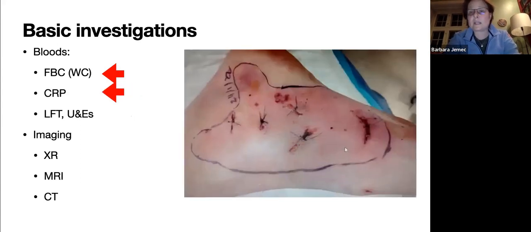Okay, you don't want to forget that you need to mark the area that has inflammatory changes on the skin and write a date on it. As you can see, I've written the date. I didn't write the hour, which is also important in very rapidly expanding infections.